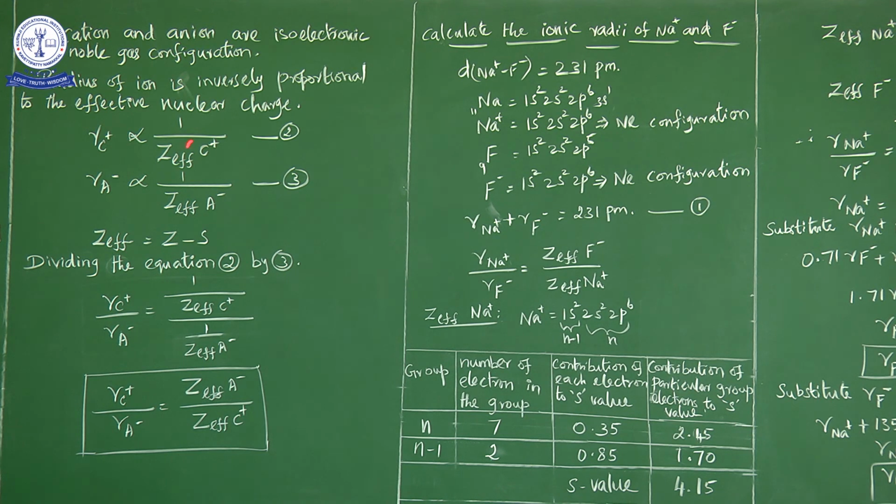So what is effective nuclear charge? Already paathirukom. The effective nuclear charge is different from the nuclear charge. Nuclear charge is equal to the number of protons present in the nucleus. Nucleus la evlo protons present aayirko, that is equal to nuclear charge. But effective nuclear charge means the force of attraction applied on the last valence shell electron.